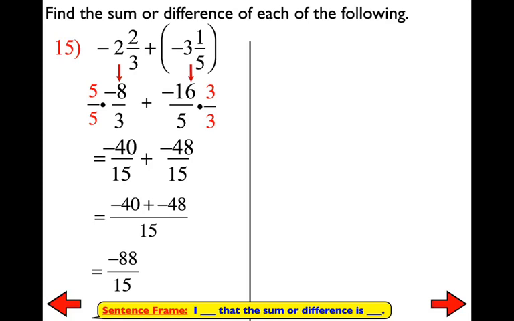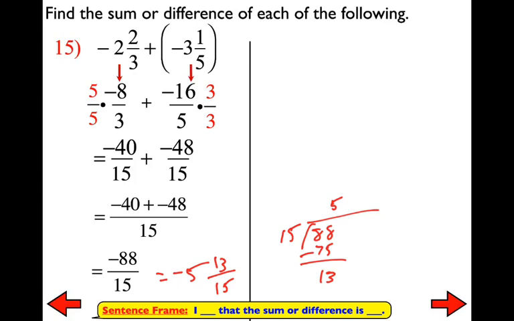We have a negative divided by a positive. We know that the answer has to be negative. And 15 goes into 88. If you can't do that in your head, do some long division off to the side, like I did 2 problems ago, 88 divided by 15. When you figure that out, it looks like that's 5 times. So we have negative 5. 5 times 15 is 75. We have a remainder of 13. So that means we end up with negative 5 and 13/15.